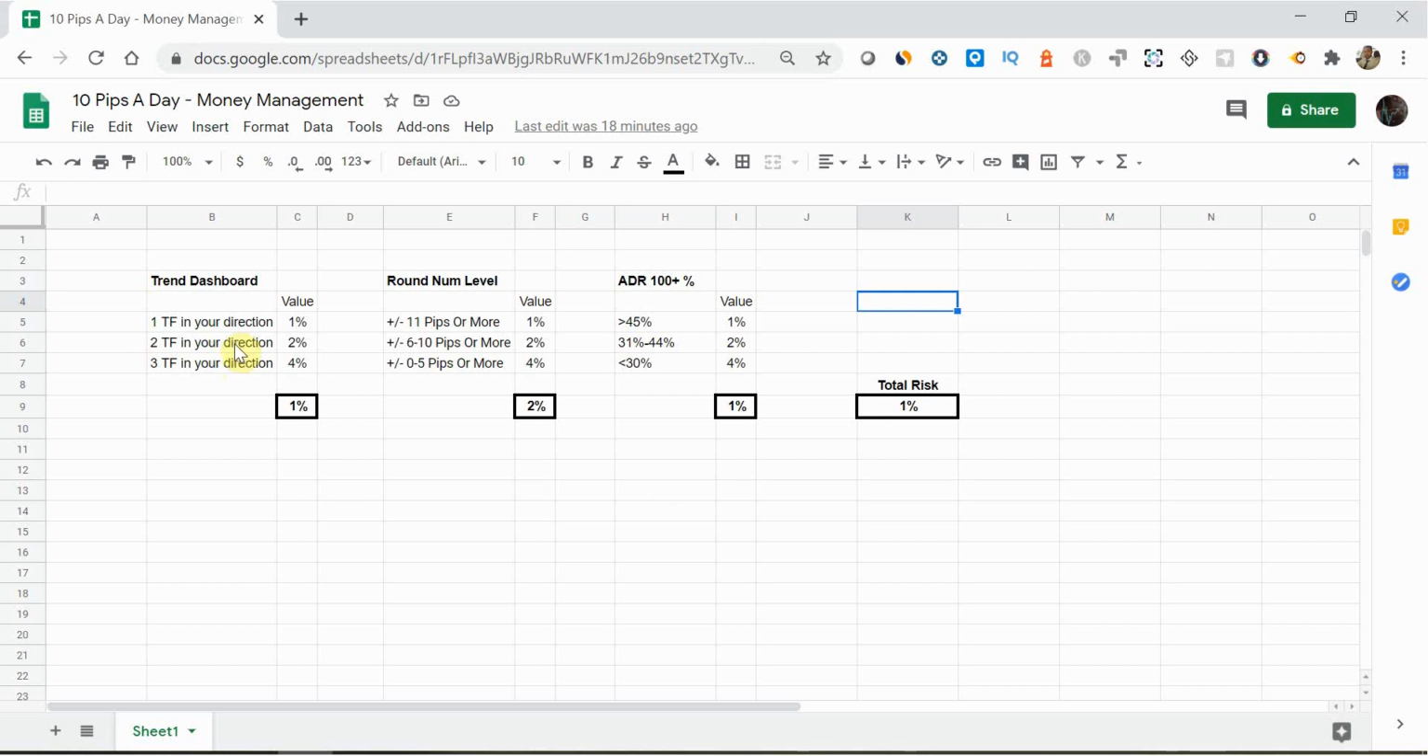Like I said, there are three elements that it takes into account. It's what the trend dashboard is doing and what the longer time frames are doing. Where is the ADR in relation to a round number level? And how often does the ADR go above 100% of today's daily ADR? Those are the three elements that I take into account when determining how much risk I put in there.